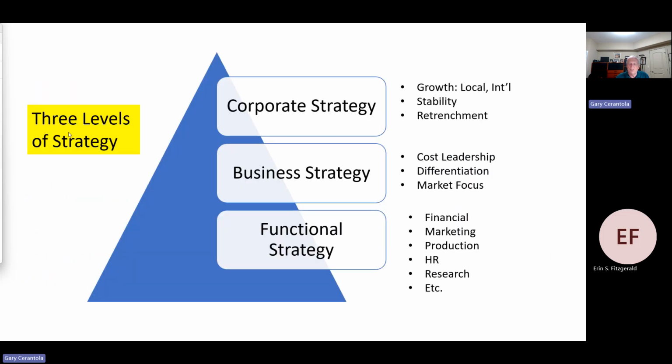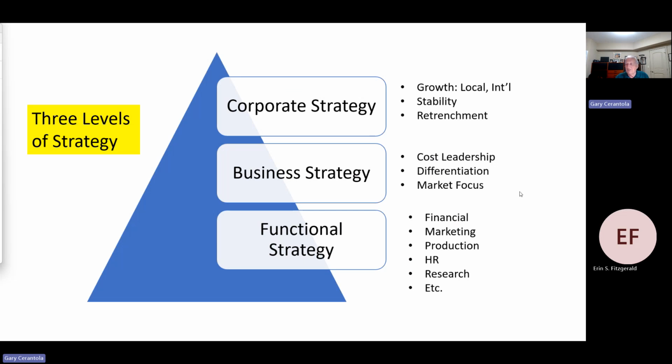Okay, so here are the 3 levels of strategy. Corporate strategy translates into business strategy, which translates into functional strategy. On the corporate strategy, growth: are we going to be local, or do we want to go internationally? Are we going to be about stability and only invest and produce in an area that makes sense for us, that has long-term stability? Or do we need to recalibrate or retrench because we've been in this business for 10 years and now we really need to get a sense of where we're going?